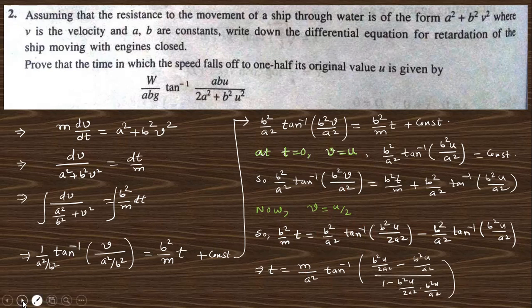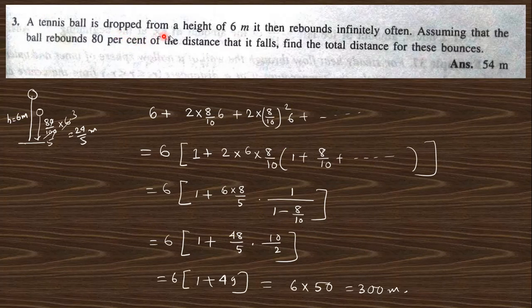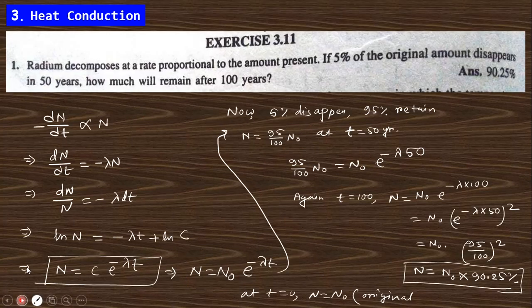Okay, next, a ball is dropped from a height of 6 meters and rebounds infinitely often, assuming that the rebound is 80% of the distance of its fall. From 6 meters, it will go up 80% of 6. After that, in the same manner, we get an infinite series. Put this in, and you will get the answer like that.